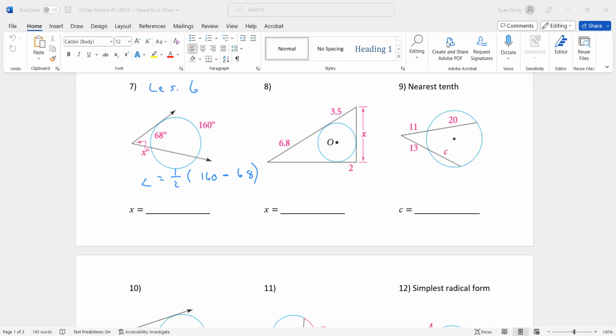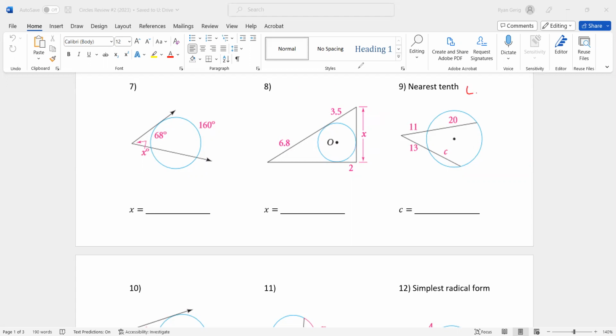Okay. Number 8 is lesson 3, because these are all dealing with tangent lines. This is the party hat theorem. All I'm looking for on this one, though, is x. Well, I know that these distances are the same, so 3.5 is here. And I know that these distances are the same. So this is 2, and you can add real quick to get x. I just basically did that one for you.